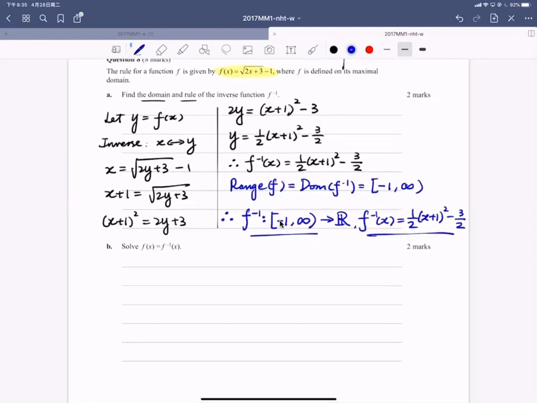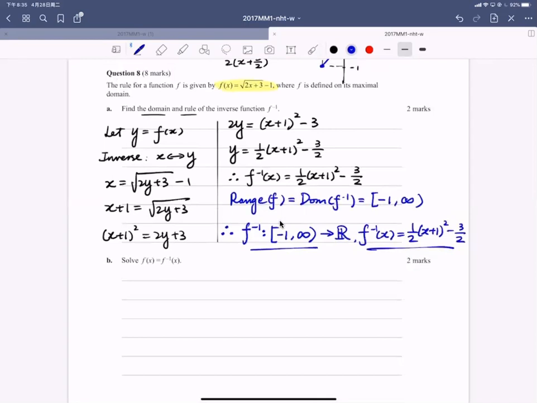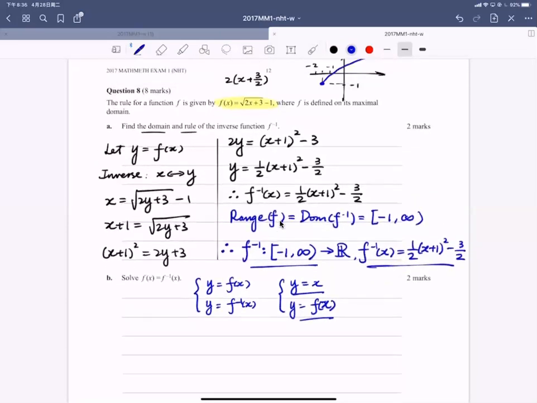Solve f of x equals f inverse of x. If you have something like y equals f of x and y equals f inverse of x, at least one point of intersection will appear on y equals x. So this time I'm choosing, let's say, f of x and y equals x, and solve them simultaneously to get its point of intersection.